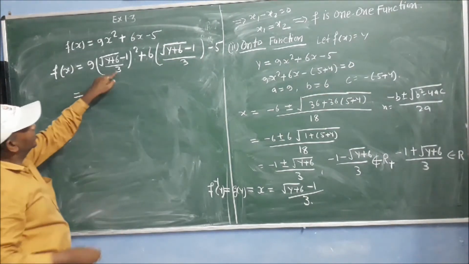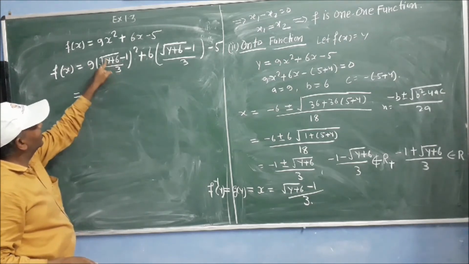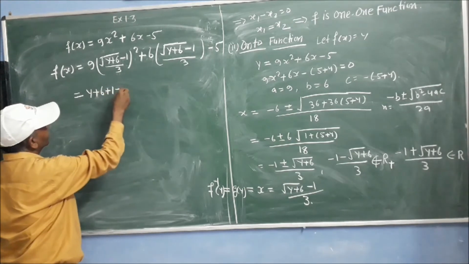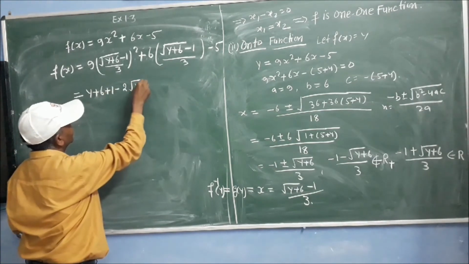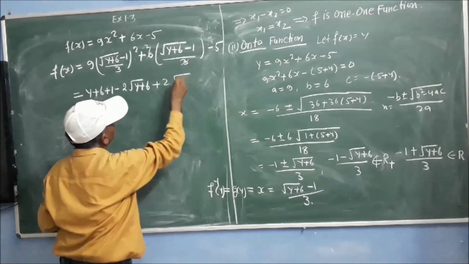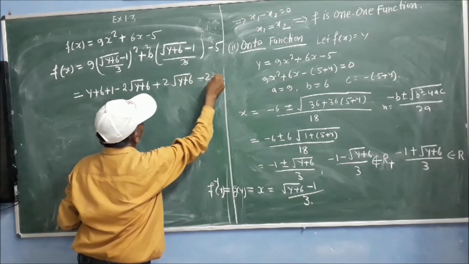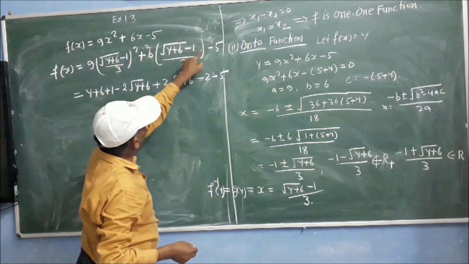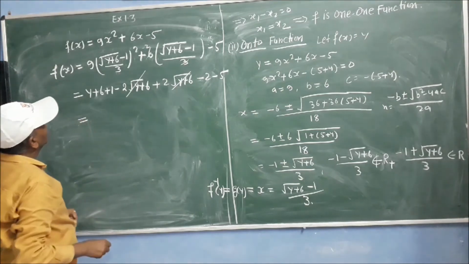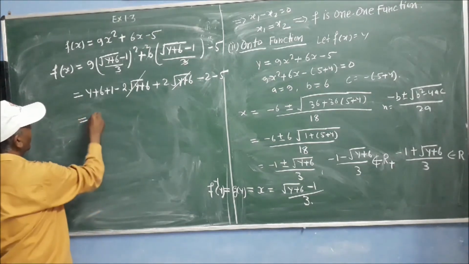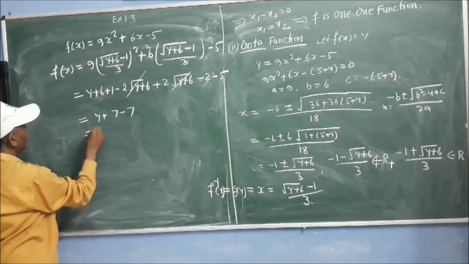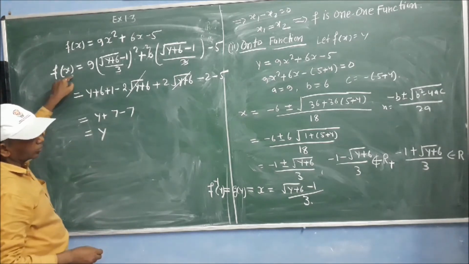So this can be written as: 3 square is 9 and 9 will be cancelled, and this whole square can be written as y plus 6 plus 1 minus 2 root (y plus 6). And 3 can also divide 6, so this will be 2 root (y plus 6) minus 2, minus 5. 2 into minus 1 is minus 2, and here will be minus 5. These two will cancel each other. So y plus 6 plus 1 is 7, and minus 2 minus 5 is again minus 7. So you will get y.